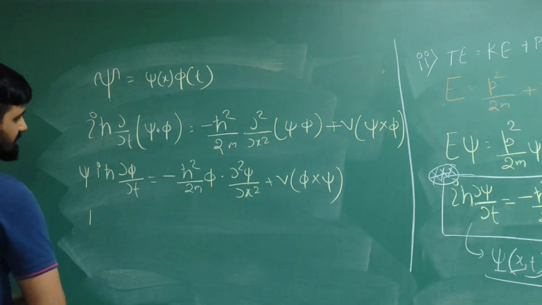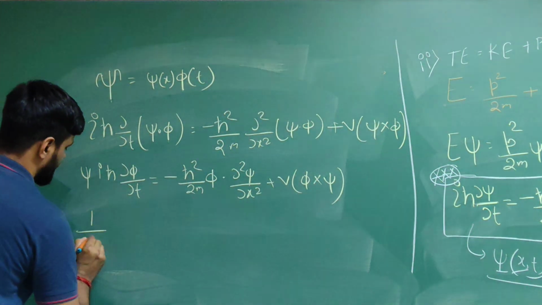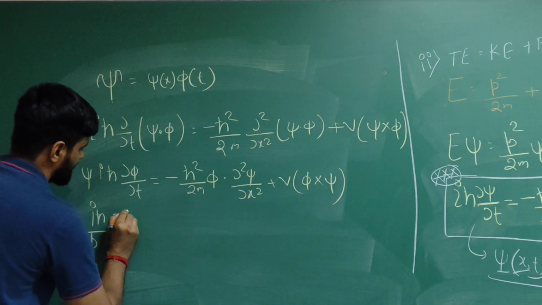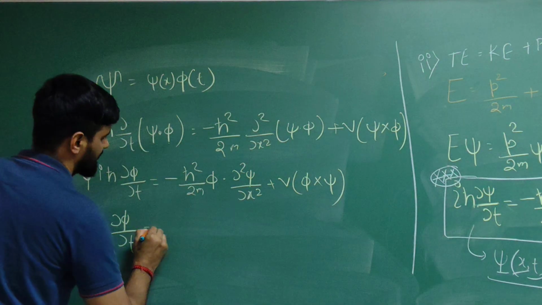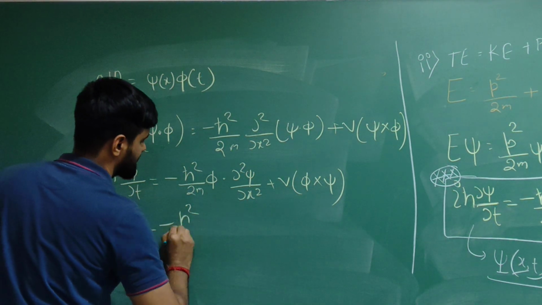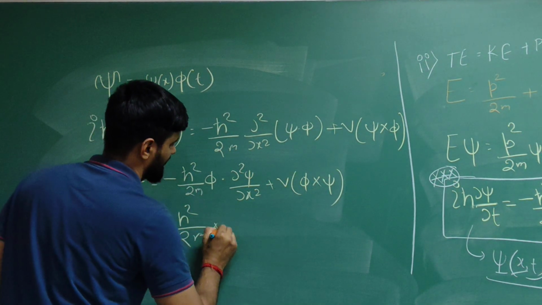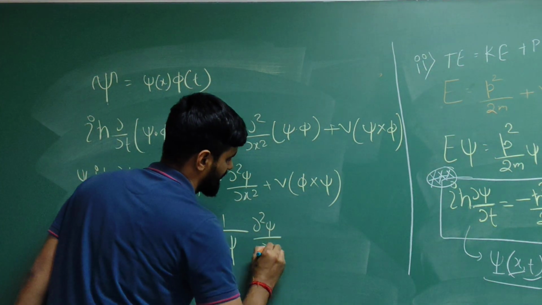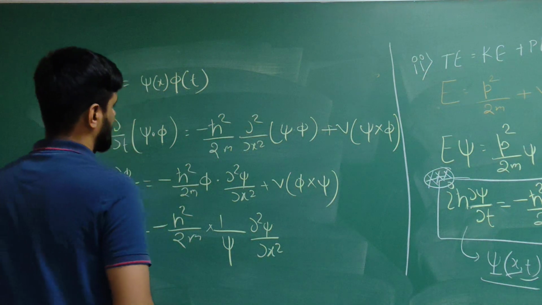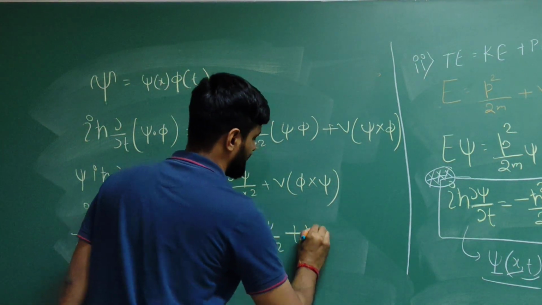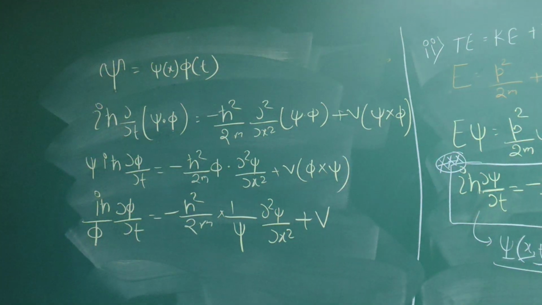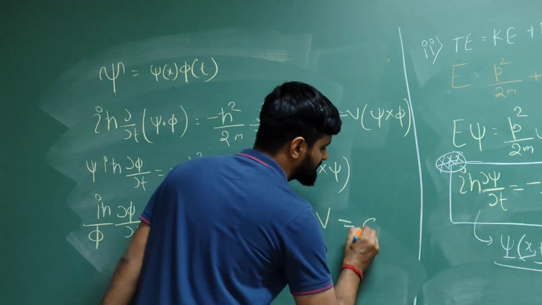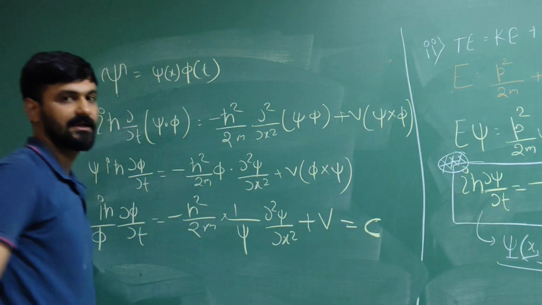I will get 1 upon phi. So i h cut by phi del phi by del t is equal to minus h squared divided by 2m into 1 upon psi, and that will be del 2 psi by del x squared. Is that clear? Plus V. Is that clear? So now, if this quantity has to be equal, then it has to be equal to some constant, let's say c. Is that clear?